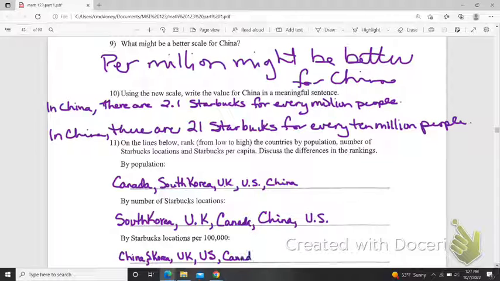So by far, the United States has more Starbucks, but per person, which means also per 100,000, Canada has more per person, or per 100,000.